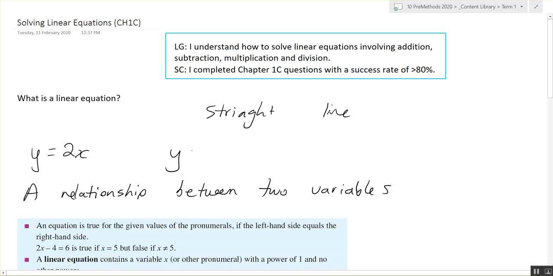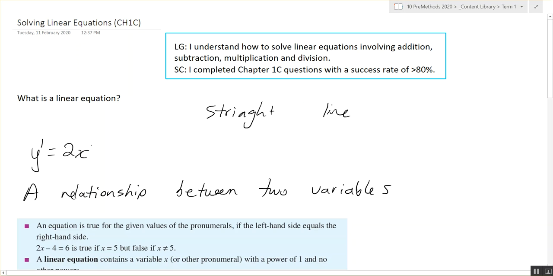So for example, y equals x squared. Why isn't that a linear equation? What's it going to form instead? Like a happy face, a smiley curve, yeah? Instead of a straight line, it'll be a curve. So it cannot be any powers greater than 1 or less than 1. It has to be 1.